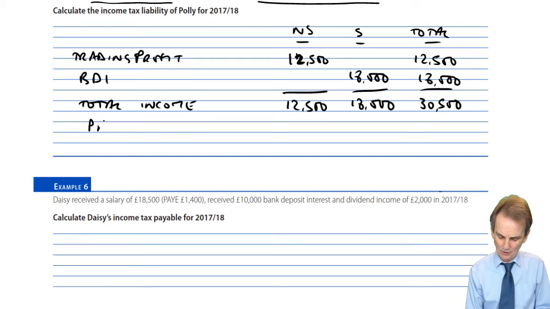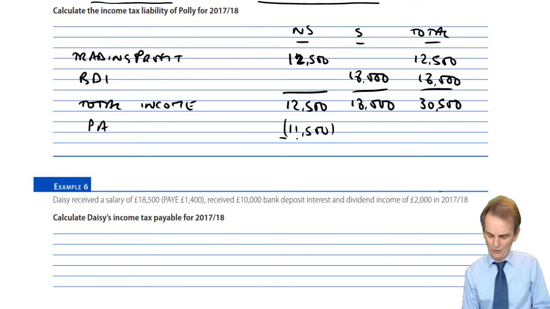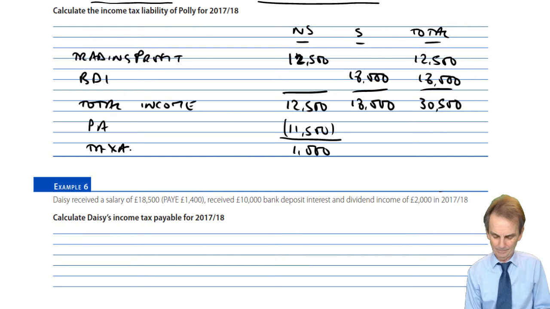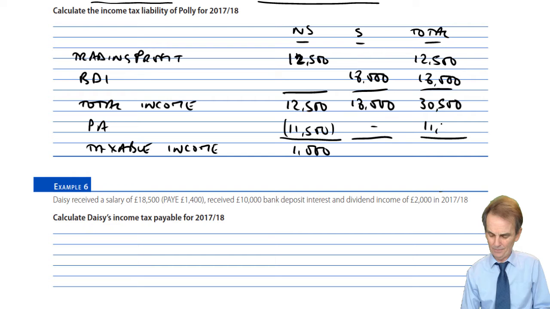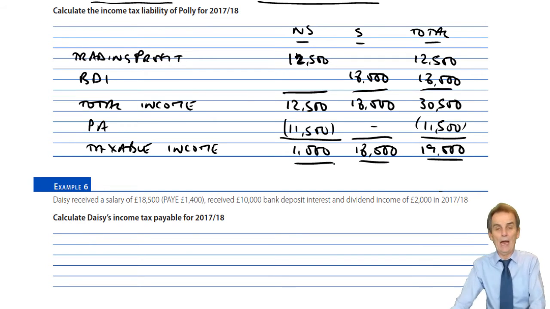Take away the personal allowance. That, of course, will be £11,500, all of which is then consumed by the non-savings income, leaving £1,000 of that to be charged there as taxable income. The savings income is untouched. There was no personal allowance to go against it. So what we have, £18,000 of savings, £19,000 altogether in terms of taxable income.